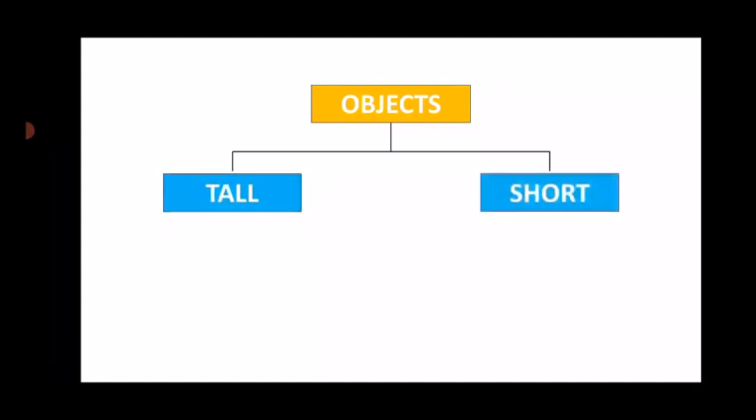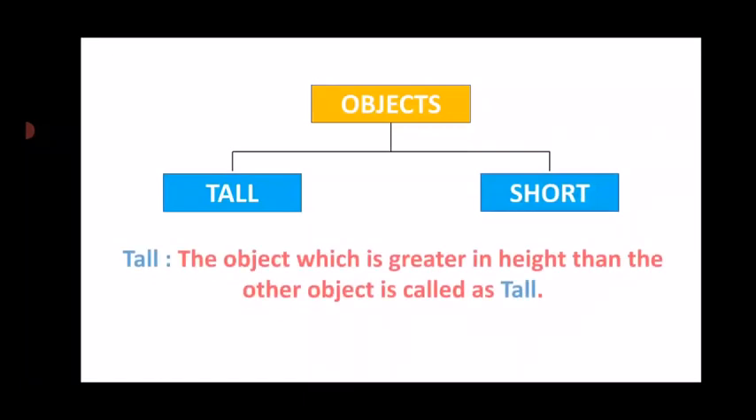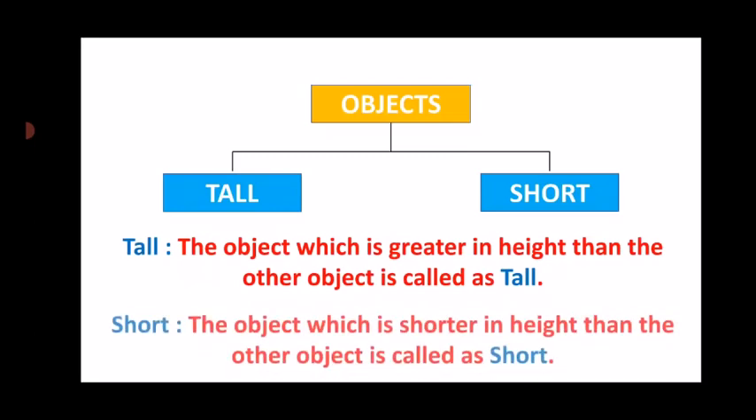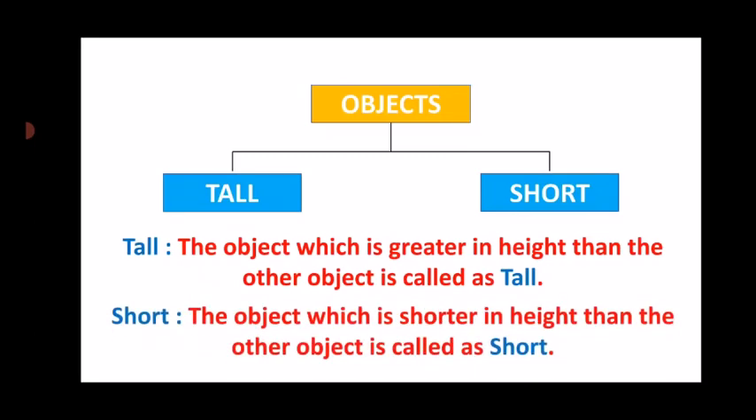Now what is tall? The object which is greater in height than the other object is called tall. And what is short, children? Yes, the object which is shorter in height than the other object is called short.